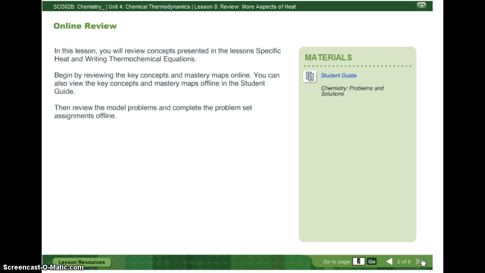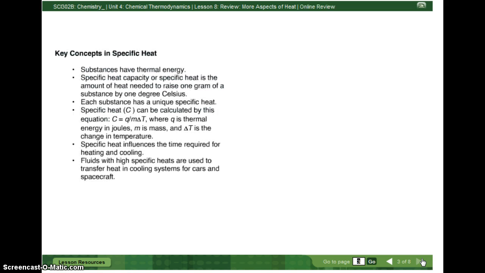So I am not going to download the study guide because it's review, but of course that's where you can go to find the answers to the problem sets which we will be doing together.